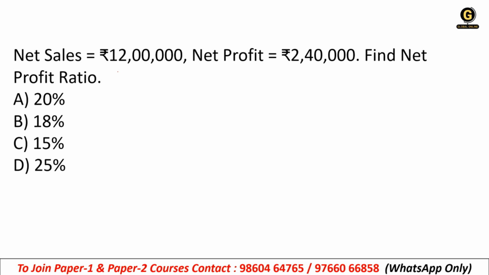Net sales is equal to 12 lakh, net profit is equal to 2 lakh 40,000. Find the net profit ratio. Just now we have discussed the net profit ratio, right? So calculate it and let me know what the correct answer will be. 20%, 18%, 15%, or 25%.